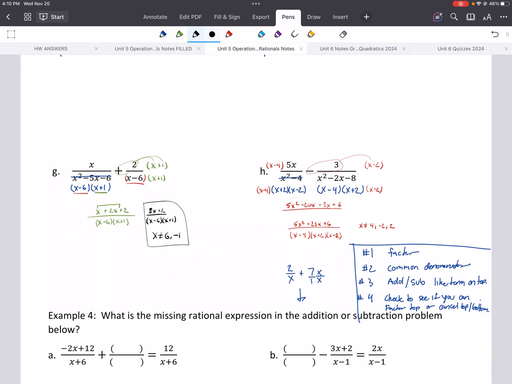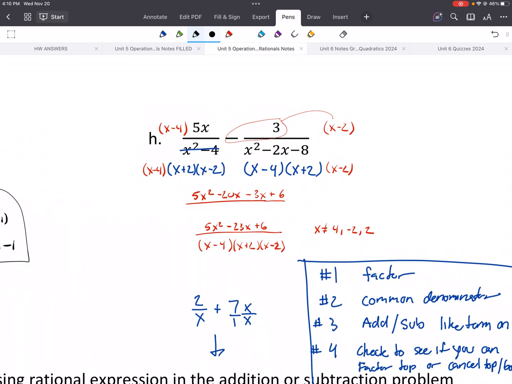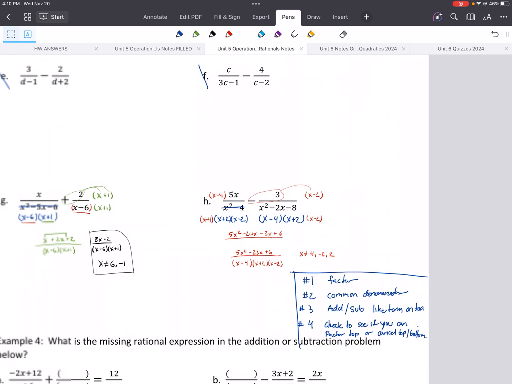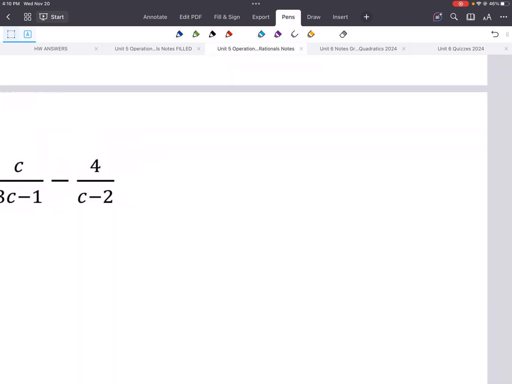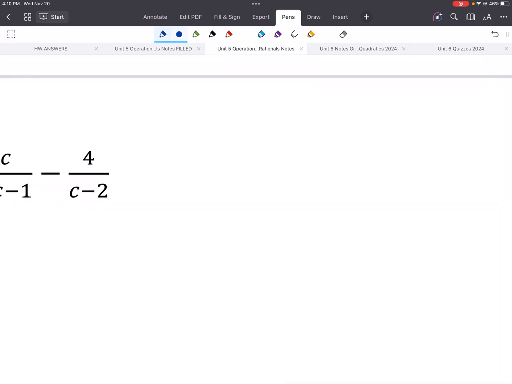H is a crazy one. You can have a look at that. I do want us to maybe look at just a couple more that aren't on here. So maybe just over here we'll have a little space. So you're going to have something that's going to be similar to, I don't know, something like this. And it will ask you to simplify.